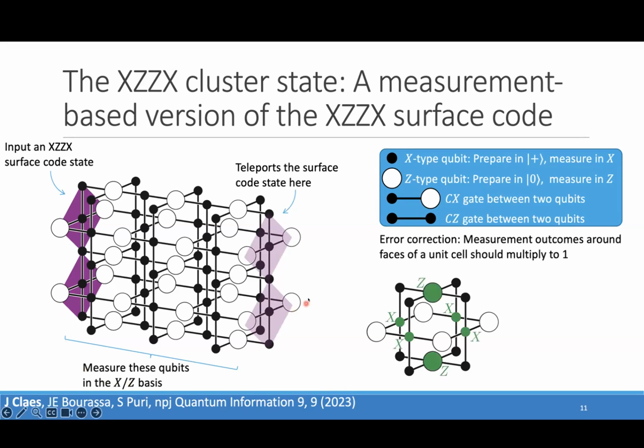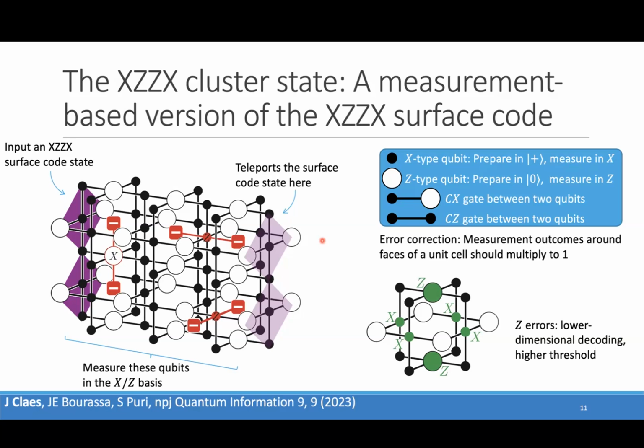And the way we check for errors is it turns out that this state, if there's no errors in it, the measurement outcomes around the faces of any unit cell are supposed to multiply to 1. So this ZXXXXZ measurement outcome is supposed to multiply to 1. And so in particular, if there's, say, a Z error here, we would measure that the stabilizers centered at these unit cells would give us -1 and tell us that there was a Z error there. And similarly, if there was a Z error at that qubit, there'd be minus signs into and out of the page. And if there's an X error on that qubit, there'd be minus signs above and below.